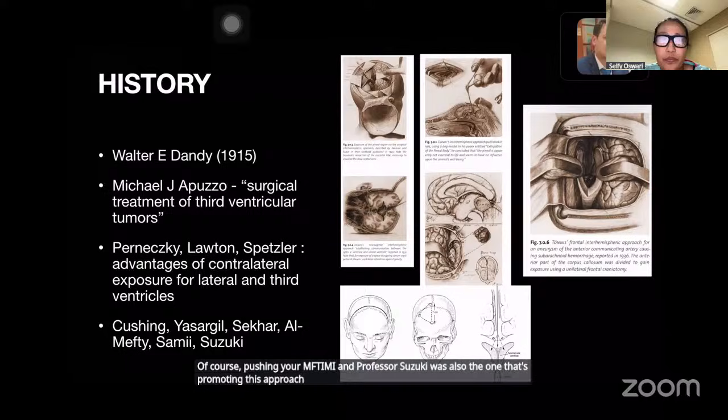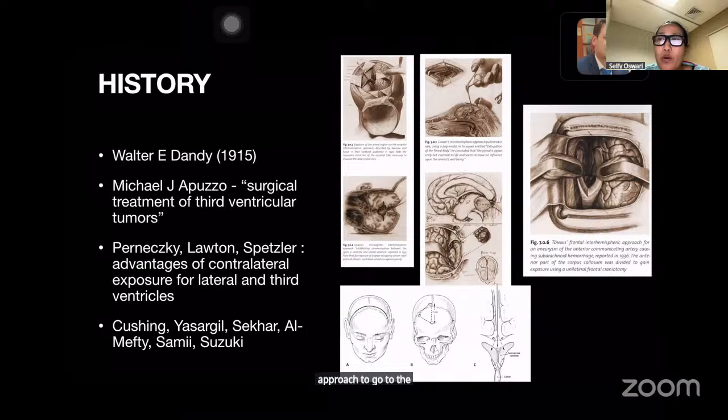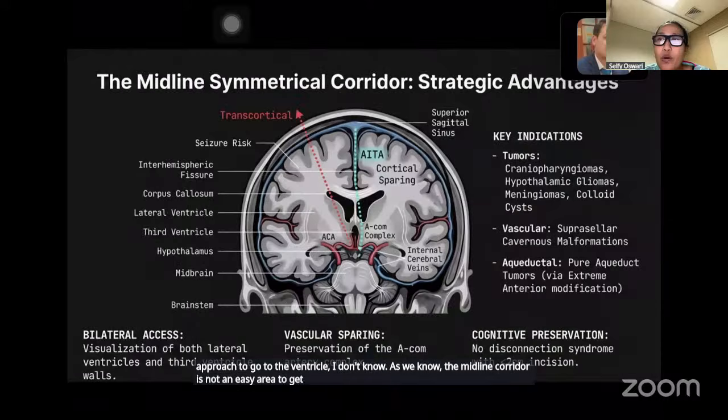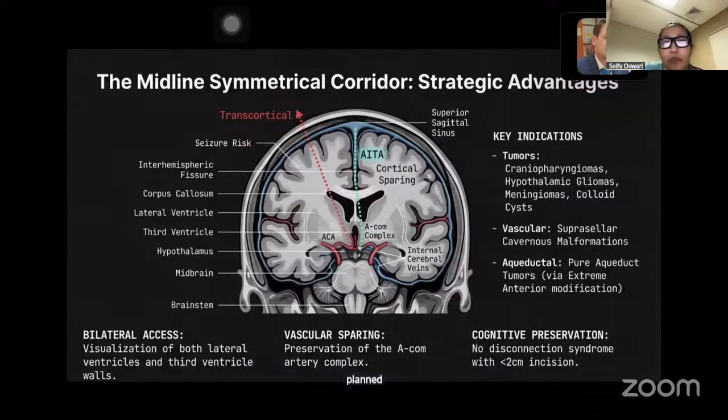Personally, I really like this approach. I think this is one of the safest approaches to go to the ventricle. As we know, the midline corridor is not an easy area to get into, so we need to have a strategic plan. There are several approaches that have been mentioned before.